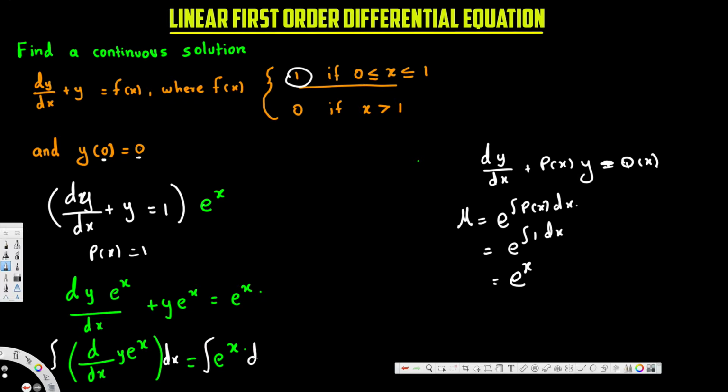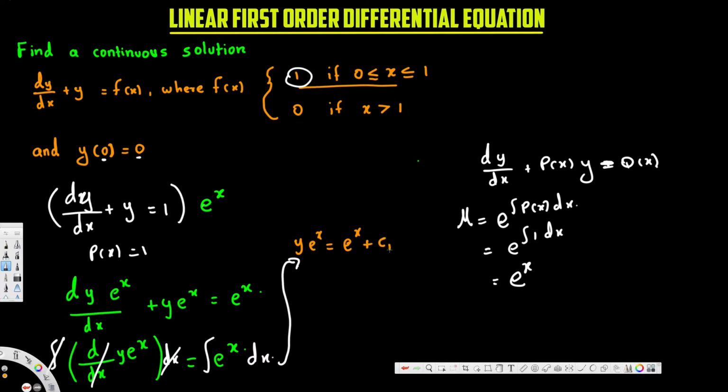This side also with respect to x. If you integrate this side with respect to x, integration and derivative cancel each other. So we will be left with y e power x. On the other side, if you integrate e power x, that's going to be just e power x. So we will get, let's continue here. Let's use a different color. So finally we will end up with y e power x is equal to the integral of e power x, which is just e power x. But at the end we have to add a constant.